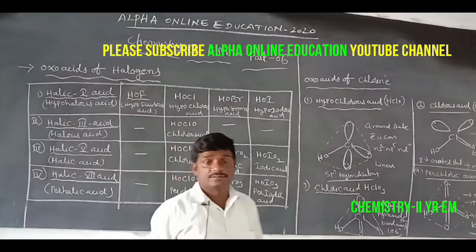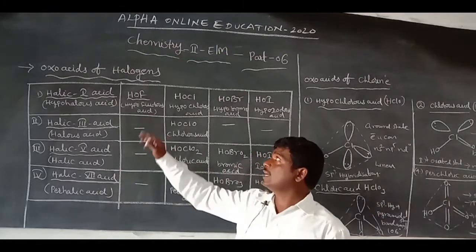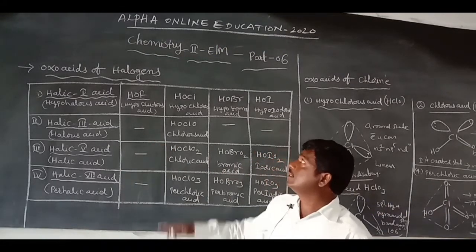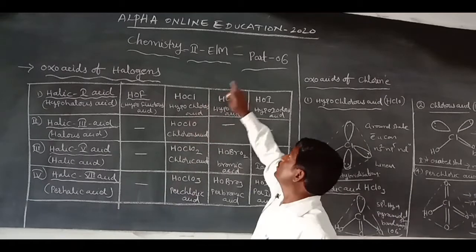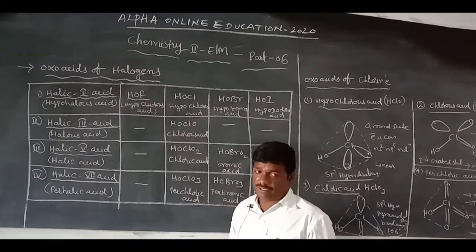Good morning, students. Today we are going to discuss the oxo acids of the halogens, chemistry 2nd year English medium, part 6. Oxo acids of the halogens.